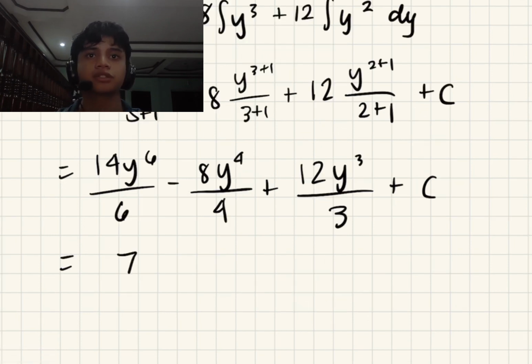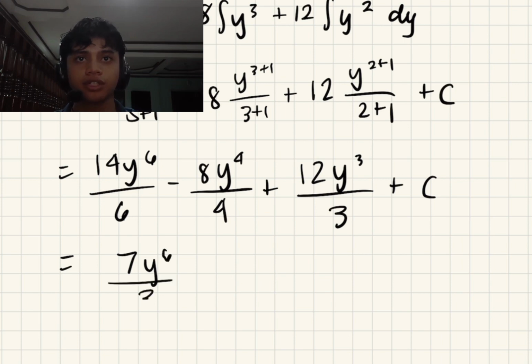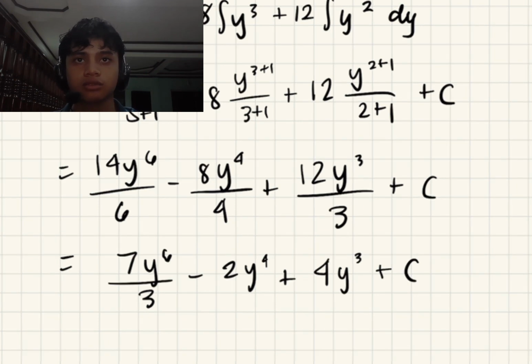Once again, we have to simplify the equation. 14 over 6 is 7 over 3. 8 over 4 is 2. And 12 over 3 is 4. So this will equal 7y to the 6 over 3 minus 2y to the 4th plus 4y cubed plus c.